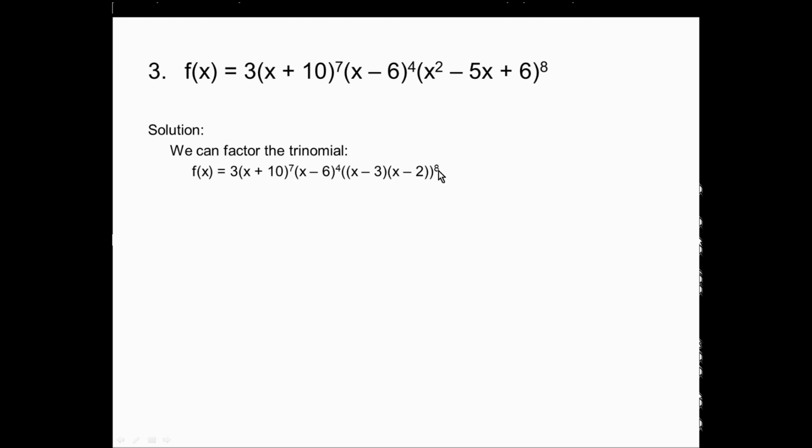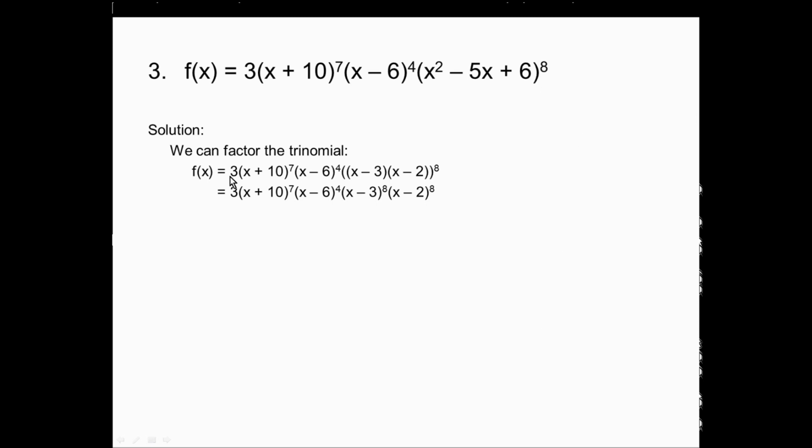And both of those factors to the 8th power. So let me drop these outside parentheses. So I'm going to have 3 times x plus 10 to the 7th times x minus 6 to the 4th times x minus 3 to the 8th times x minus 2 to the 8th. Okay, so the quadratic, we factored it. The exponent outside parentheses on it applies to each one of its factors.